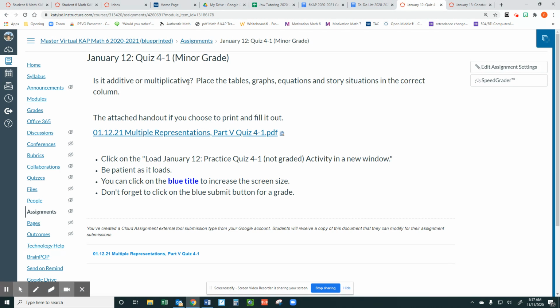Is it additive or multiplicative? You're going to place the table, graph, equation, and story situation in the correct column. So you'll be given all these different items, and then is it adding or is it multiplying?